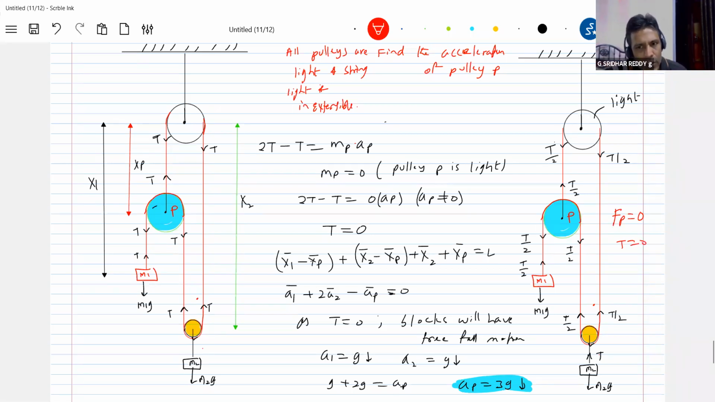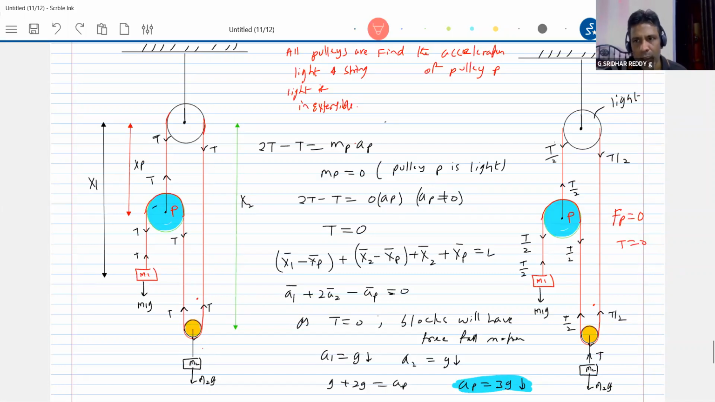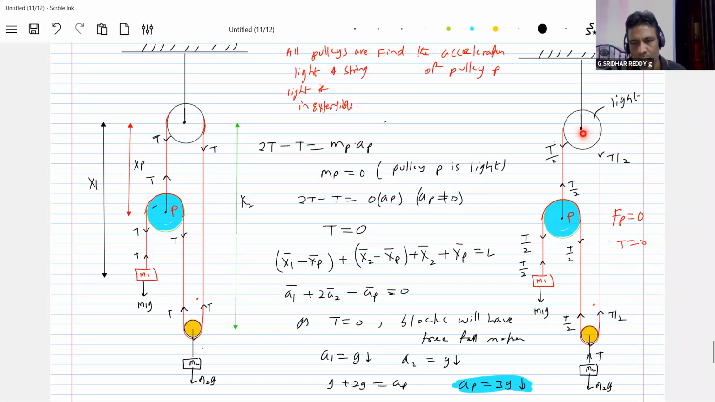So how do I come to know that the blocks will have free fall? What should you do? Not this pulley. Don't bother about this pulley. You should look at the intermediate pulley like this, of this kind, or even this also, because only the mobile pulleys you have to take care of. The fixed pulley, don't bother. On the fixed pulley, the tension on either part of the rope should be the same.